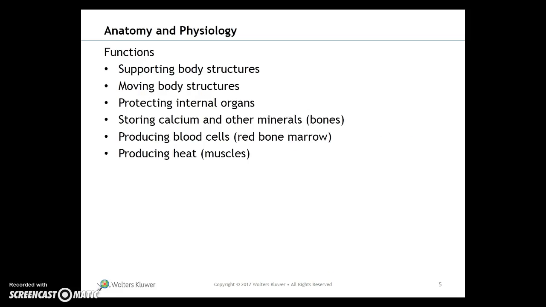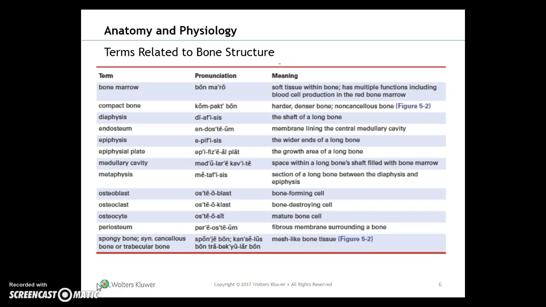And we know that the main functions of this system are supporting body structures, moving body structures, protecting internal organs, storing the calcium and other minerals in our bones, producing blood cells, so our red bone marrow, and producing heat in our muscles. So be sure to review all the terms related to the bone structure. I'm not going to say all of these, but go ahead and go into the Stedmans and you can listen to the words stated. I like to say them out loud, say the term like bone marrow, the pronunciation, and then state the meaning to help myself remember and recall the terms related to the bone structure.